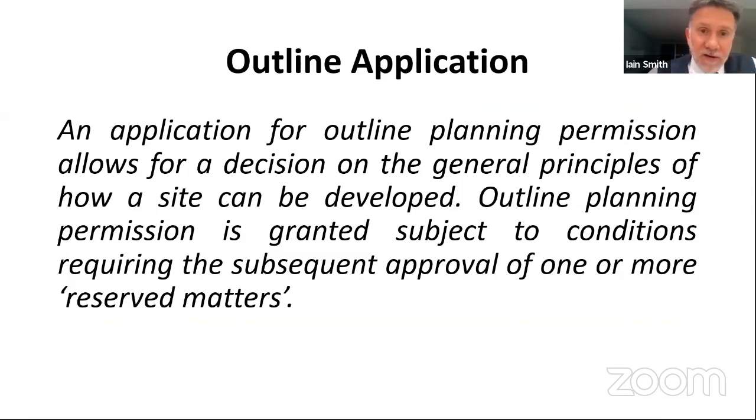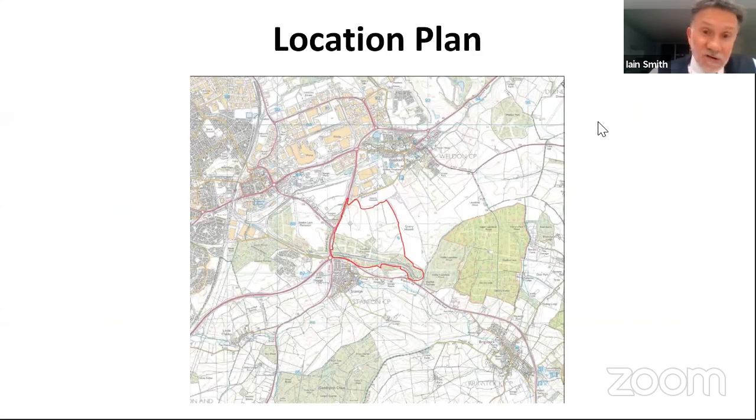So as indicated originally, this is an outline application. So the application is in outline only. So Corby Borough Council, as the local planning authority, are only being asked to consider the general principle of development at this location for the intended B1 to B8 uses as set out in the application. We'll just go back a slide, please.